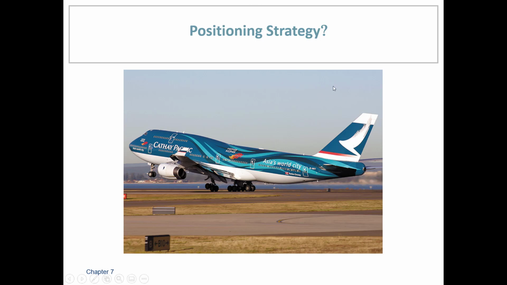So they rebranded themselves as Asia's world city. They branded themselves very much as an Asian airline, and then focused on getting high-income consumers in the Asian area to start traveling by Cathay Pacific. So they changed their positioning because of differing market conditions.